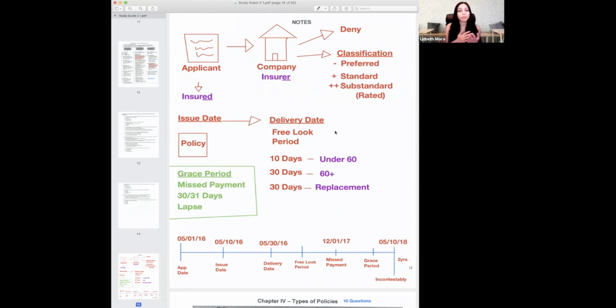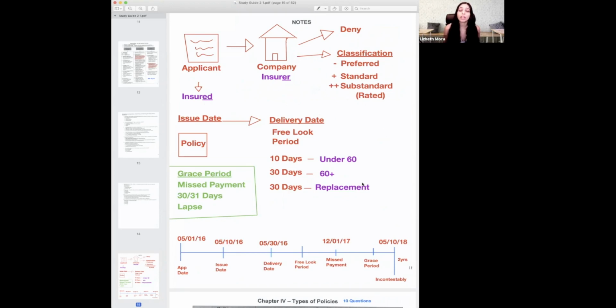But if you look through your policy and decide, yes, this is what I want, then your policy just continues as normal. Now, the free look period is different by person. If you're under the age of 60, you'll get 10 days. If you're 60 and over, you'll get 30 days. And if it's replacement, it doesn't matter the age of the person, they're going to get 30 days.